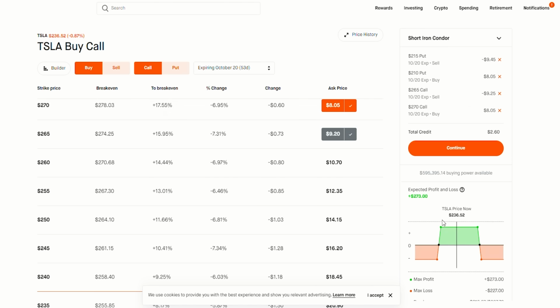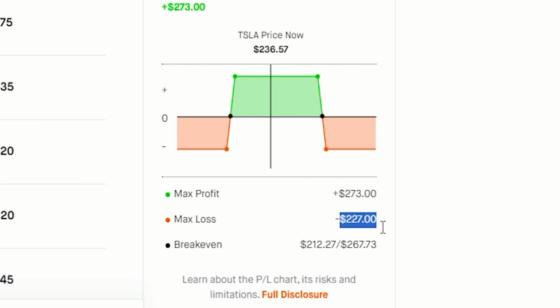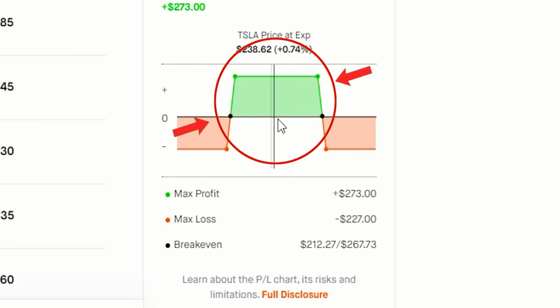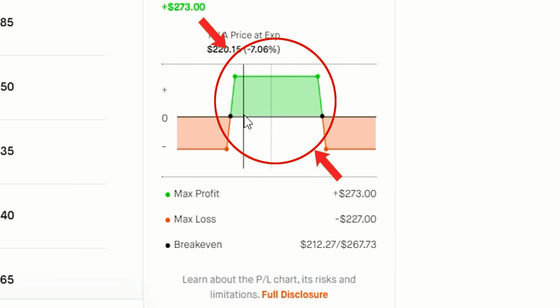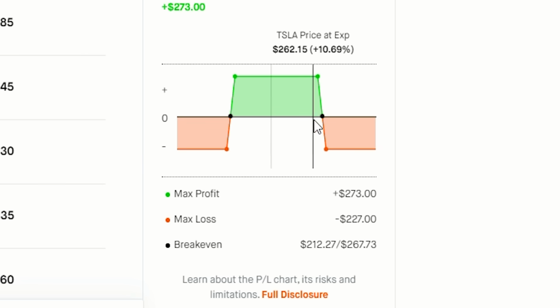Now I'm going to discuss the risk and return. Okay, so the max loss is only 227. Okay, but the max profit is 273, so you have a very favorable profit to loss ratio. And honestly, if Tesla bounces around in this green zone, then it doesn't matter. You're going to see a, you know, a profit on your hands. And the only way you would see a loss is if it went down below 212 or above 267.